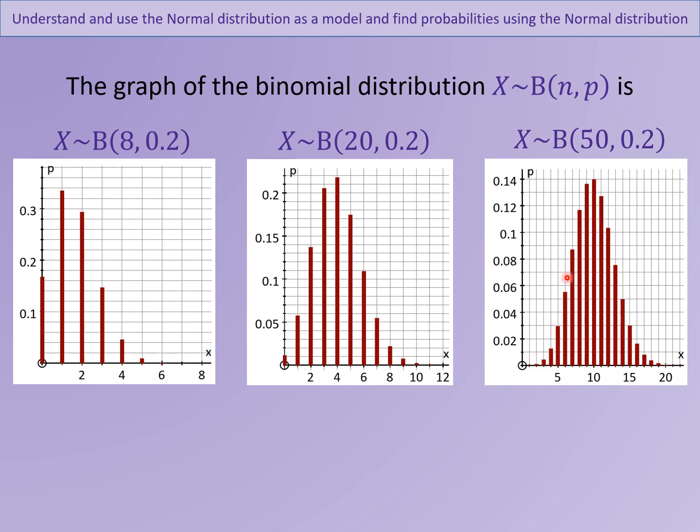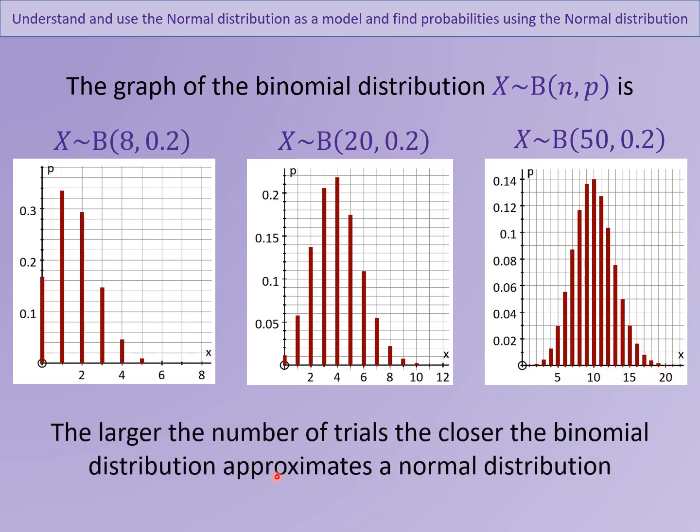But what you're noticing is it's starting to get closer and closer to a normal distribution. The larger the number of trials, the closer that binomial distribution starts to approximate a normal distribution. It gets really close. Small number of trials is rubbish. Big number of trials is really, really good.